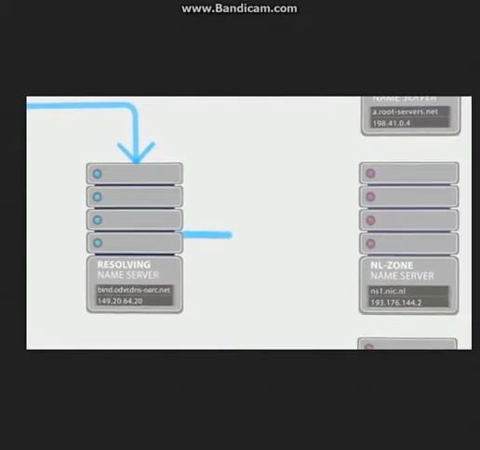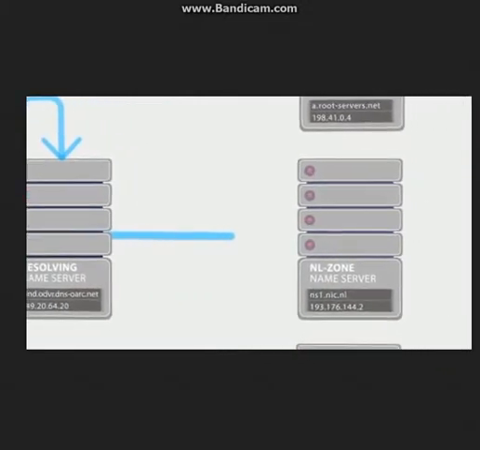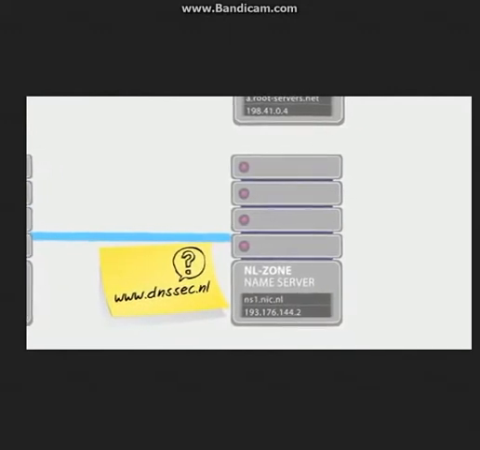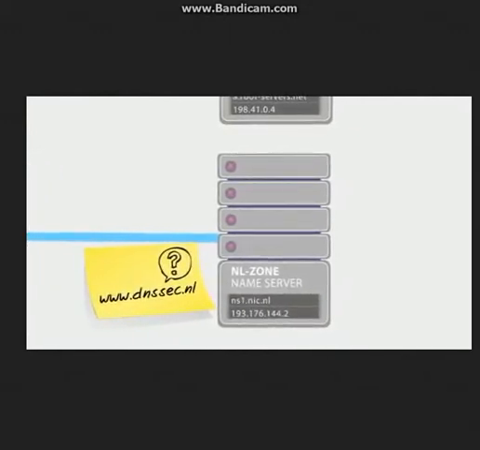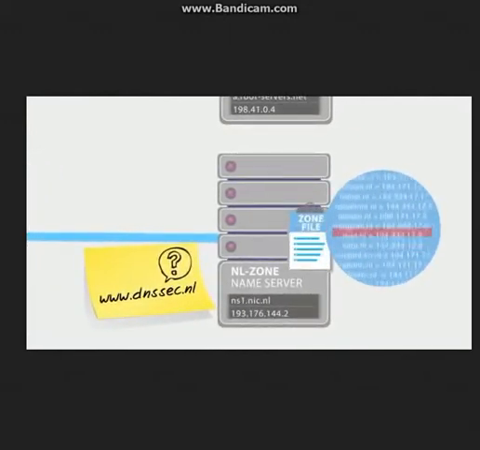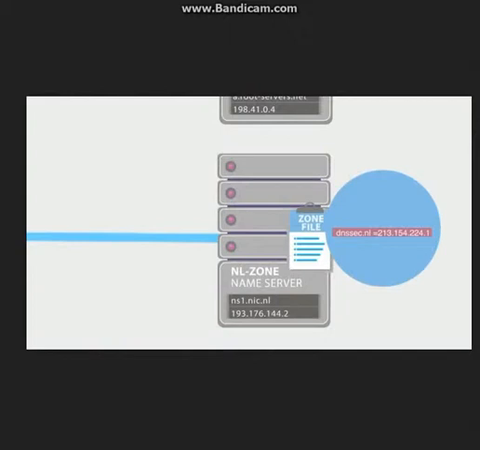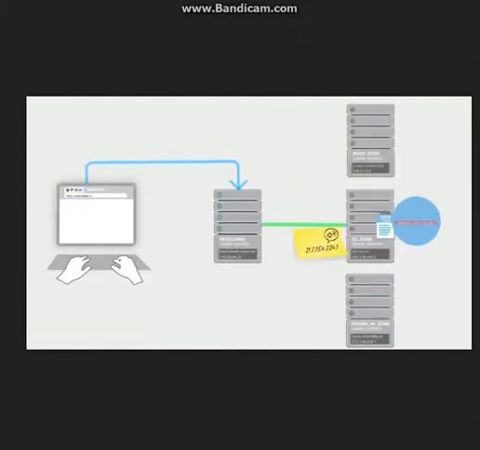The resolver then sends its question to the NL name server, which in turn looks in its zone file. Like the root server, the NL name server is unable to give a precise answer, but knows what name server the zone file for dnssec.nl is kept on. The NL name server sends the relevant information back to the resolver.